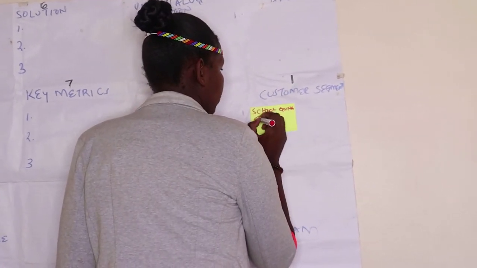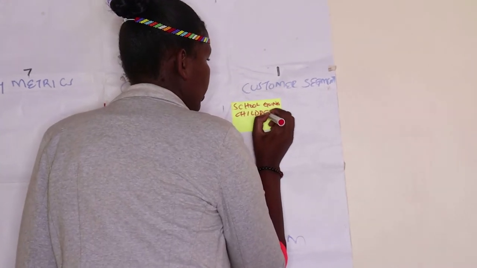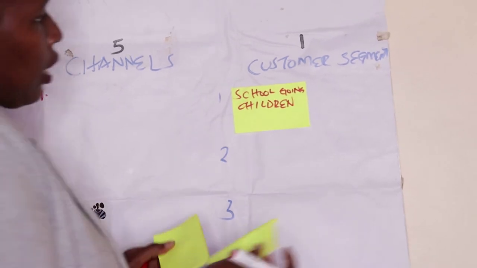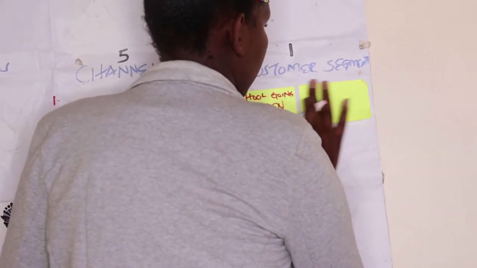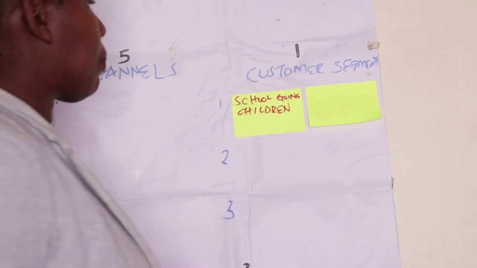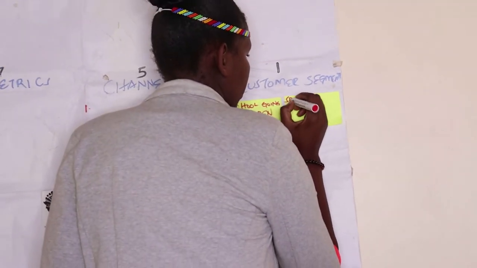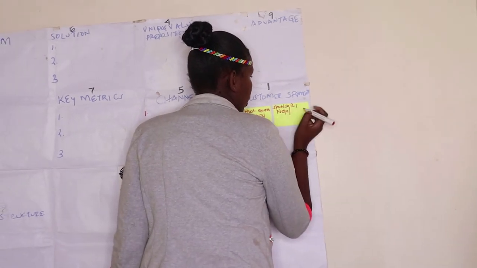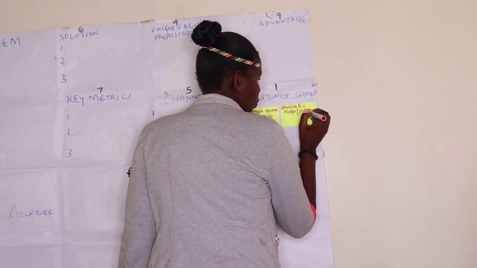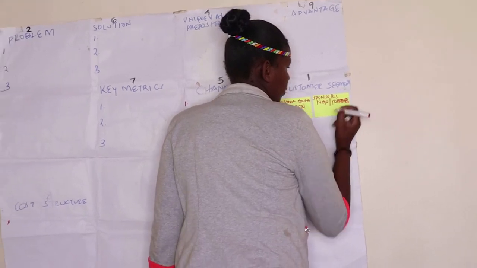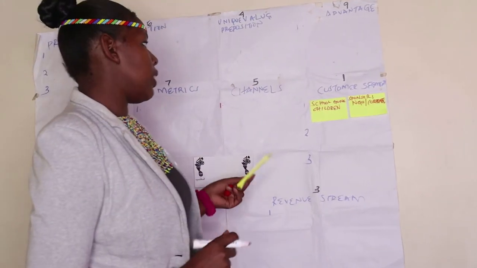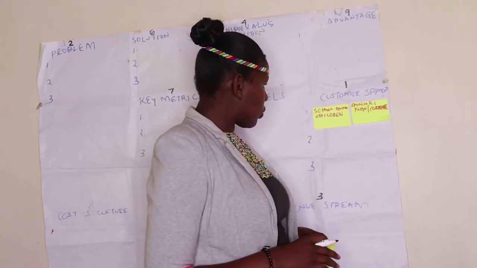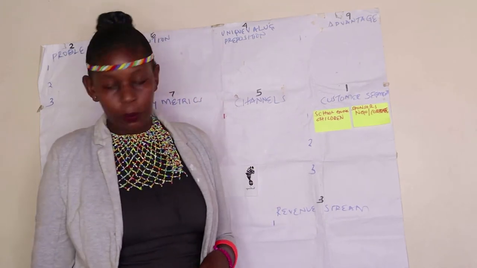What's another segment? Let's say another segment about the same product is sponsors. Sponsors who are sponsoring underprivileged children. Like, let's say NGOs and corporates who are sponsoring school-going children. Another segment. Those are our two segments. And what else could be done? Our customers. Let's say we just work with those two.